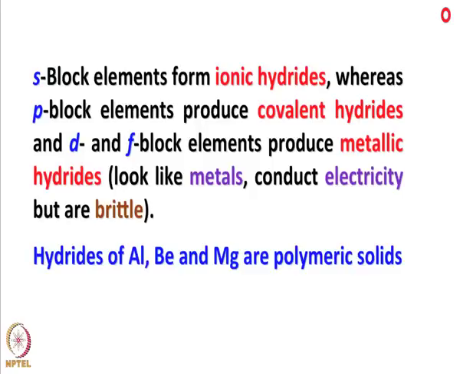So, we can consolidate the reactions of hydrogen. S block elements form ionic hydrides, whereas P block elements produce covalent hydrides, and D and F block elements produce metallic hydrides. These metallic hydrides look like metals, conduct electricity, but are brittle in nature. As a result, all the metallic properties cannot be anticipated from metal hydrides. Hydrides of aluminum, beryllium and magnesium are essentially polymeric solids.